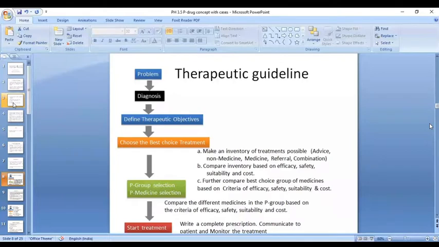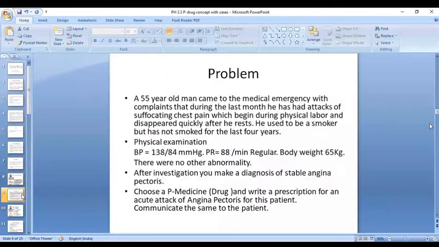So once you select a P treatment, you select a P group, a group of drugs from which you want to select a particular drug. Then you select a particular drug, and once you have selected a particular drug, you start the treatment. You prescribe that drug to the patient, right? And then communicate henceforth the information, instruction, and the warning that we have already covered in the last lecture. Now, coming to the problem.